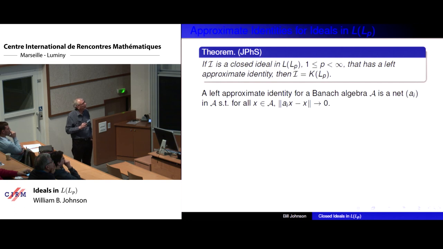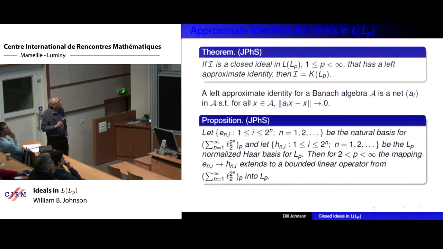Here, I actually wrote down the definition of approximate identity. There are several different cases for this: P equals 1, P between 1 and 2, and P bigger than 2. So the proofs are different in each of the three cases. But here's a harmonic analysis proposition that's used in one of those cases.